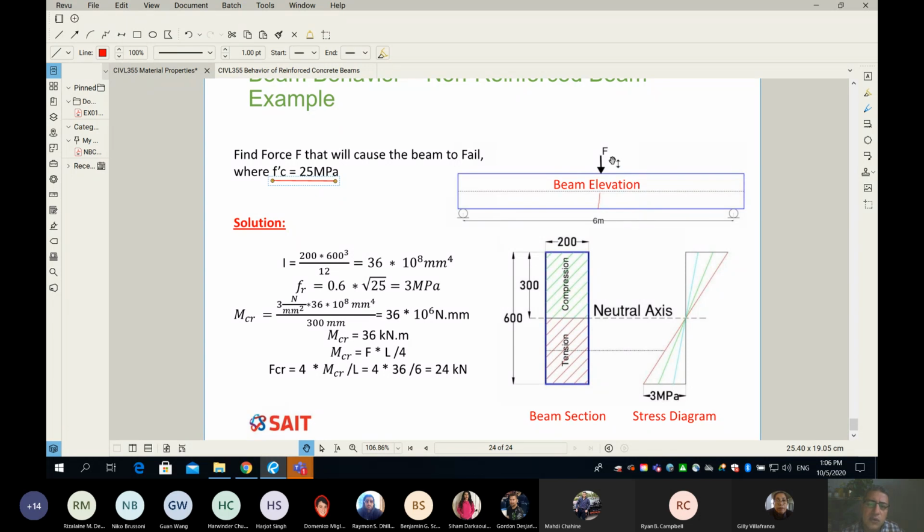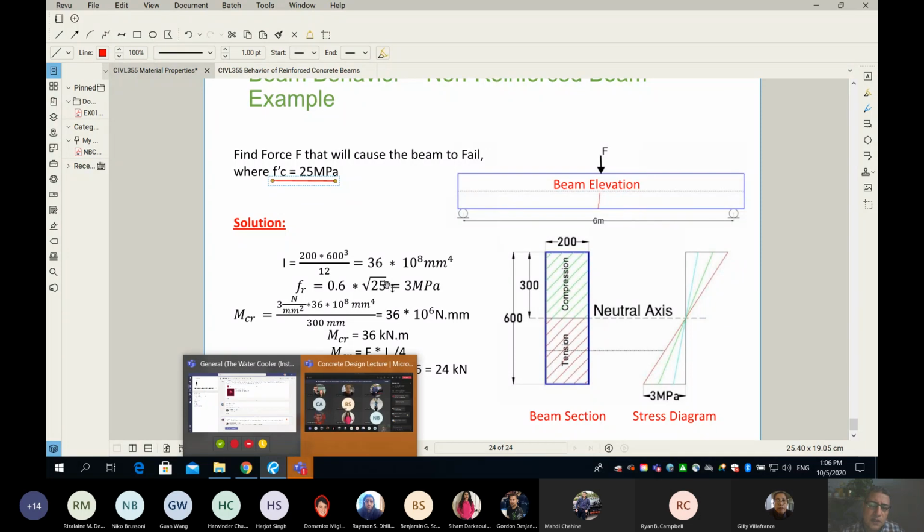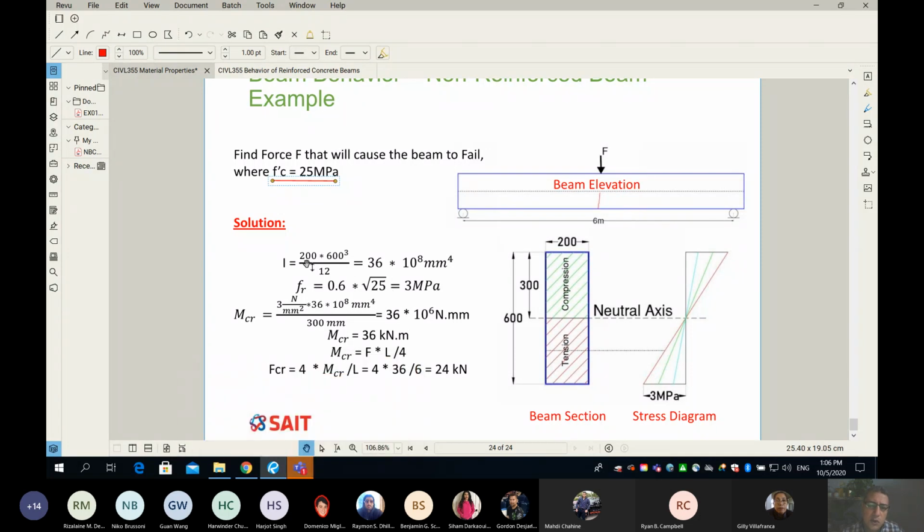Okay, find the force F that will fail this non-reinforced concrete beam. So what you have to do is, number one, you have to find the moment of inertia, which is the width of the beam times the height cubed divided by 12. So here we go. Here is the moment of inertia of your beam.